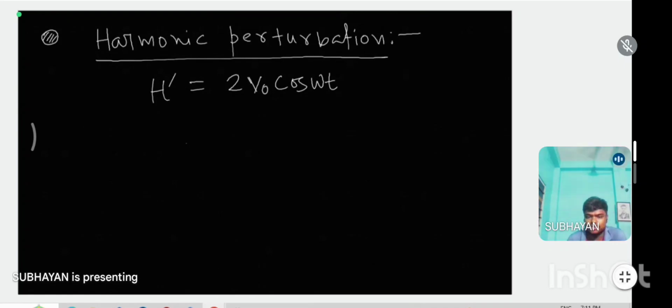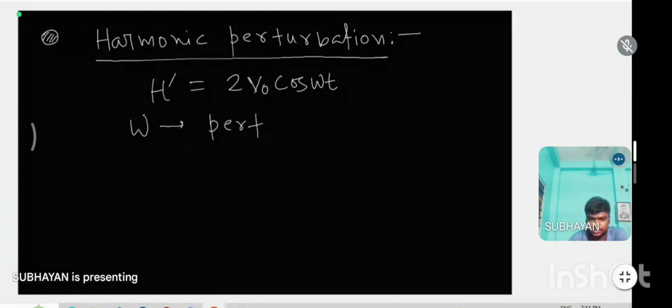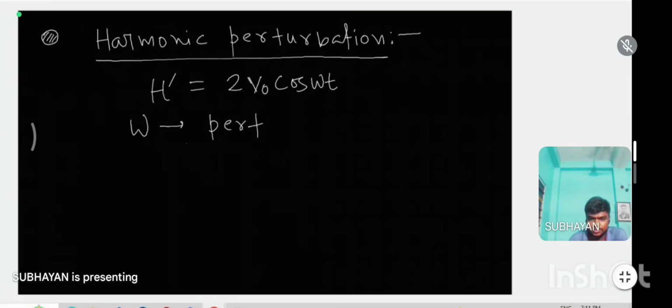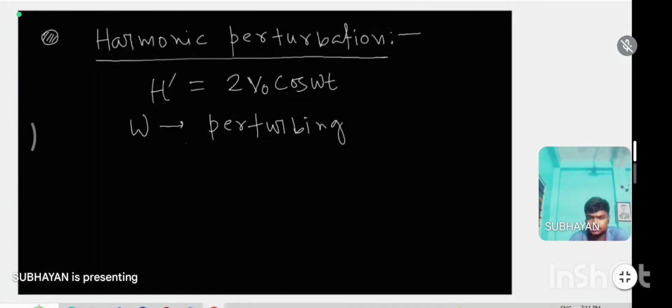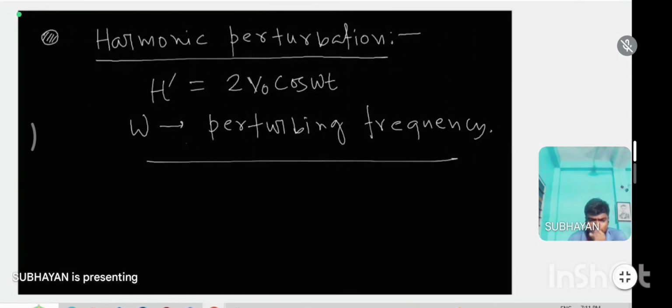So it's a form of harmonic perturbation with the perturbing Hamiltonian like that. Omega is the perturbing frequency. So this is the expression or illustration of a perturbing Hamiltonian which is harmonically varying with time: H prime equals twice V naught cos omega t.